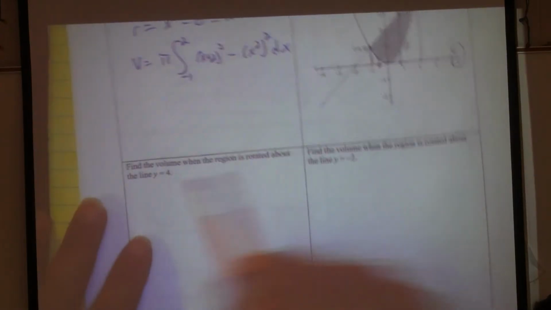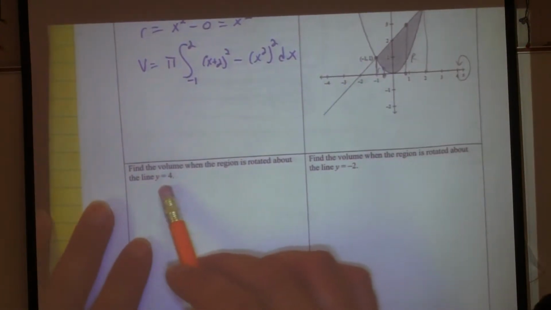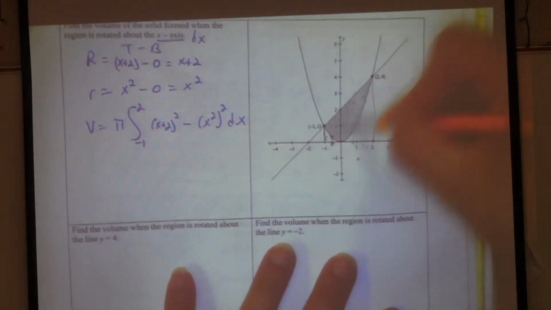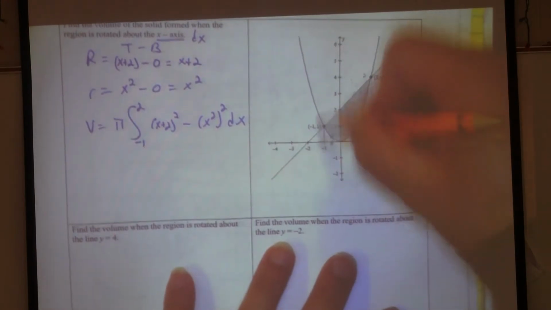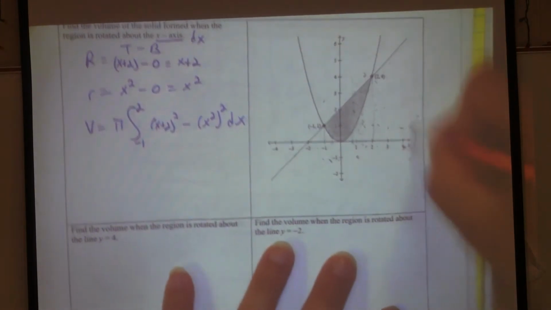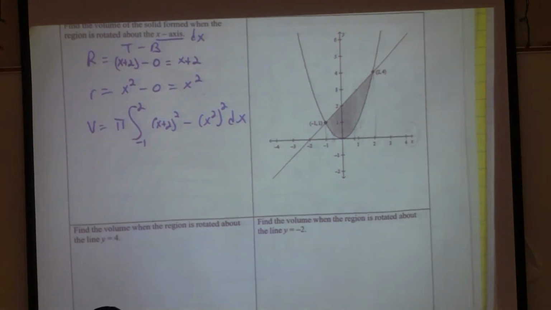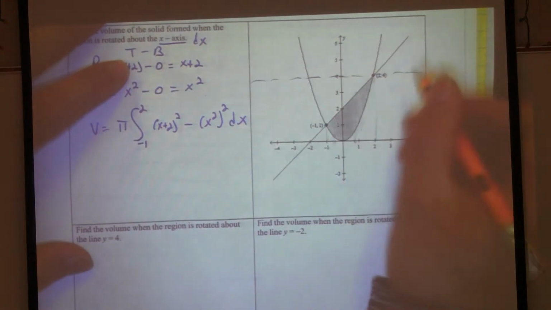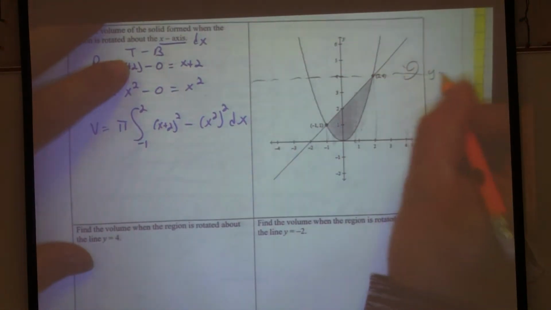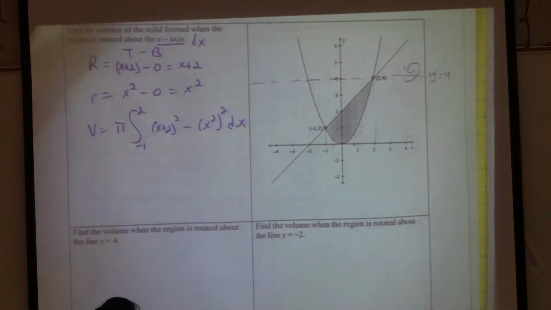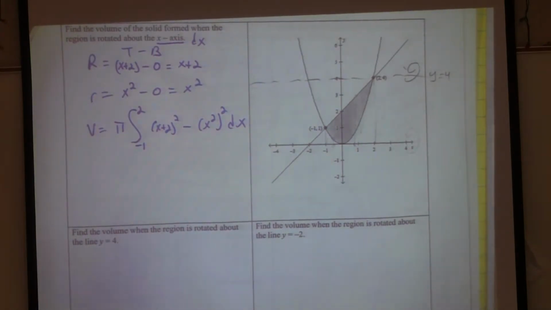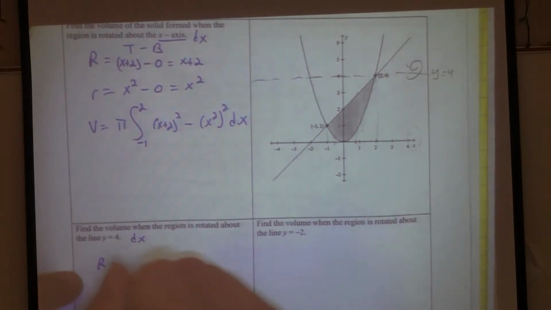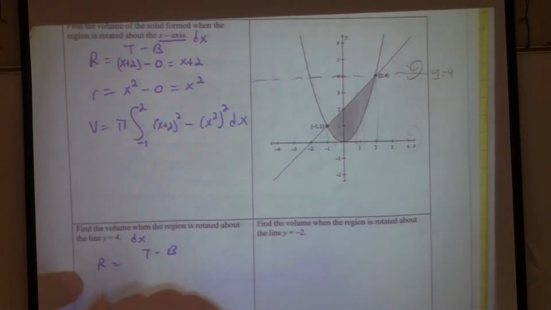Alright. So this one is the same thing, but now they're revolving around the line y equals what? 4. So I'm going to erase this stuff because it's going to change. Now we're not revolving around the x-axis, we're revolving around the line y equals 4, which is up here. So, is it still a dx problem? Yes. So, we're still going to use top minus bottom to figure it out.